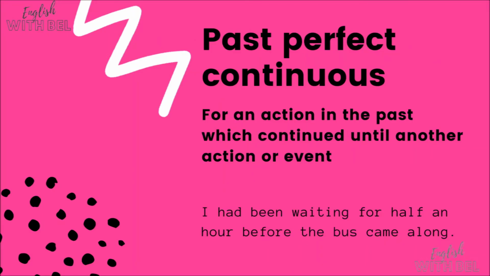In the case of the past perfect continuous, we use it for an action in the past which continued until another action or event. For example, I had been waiting for half an hour before the bus came along. The difference with the past perfect simple is that in the case of the past perfect continuous, we are emphasizing the length of the action.